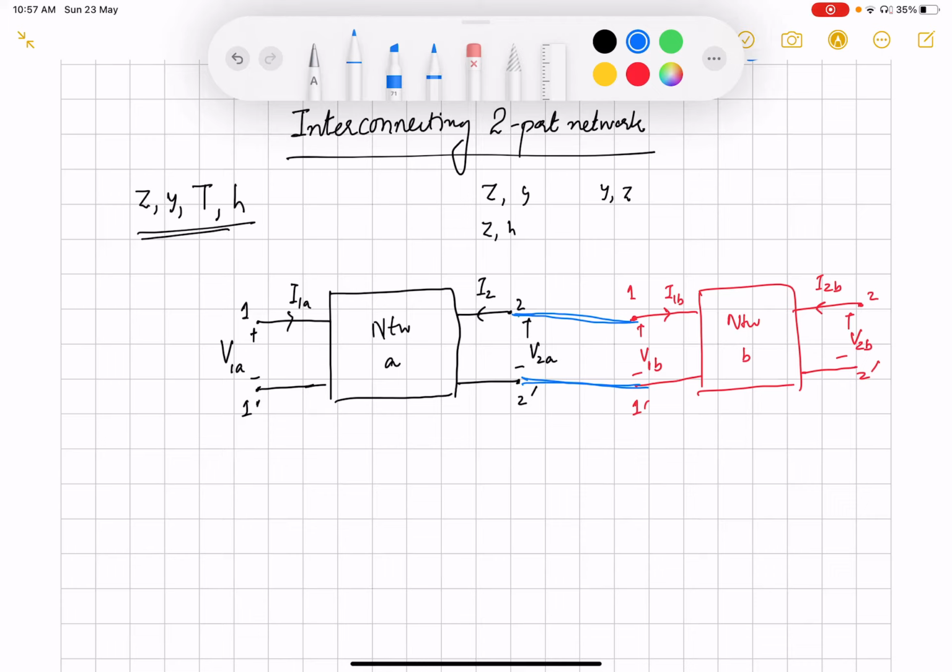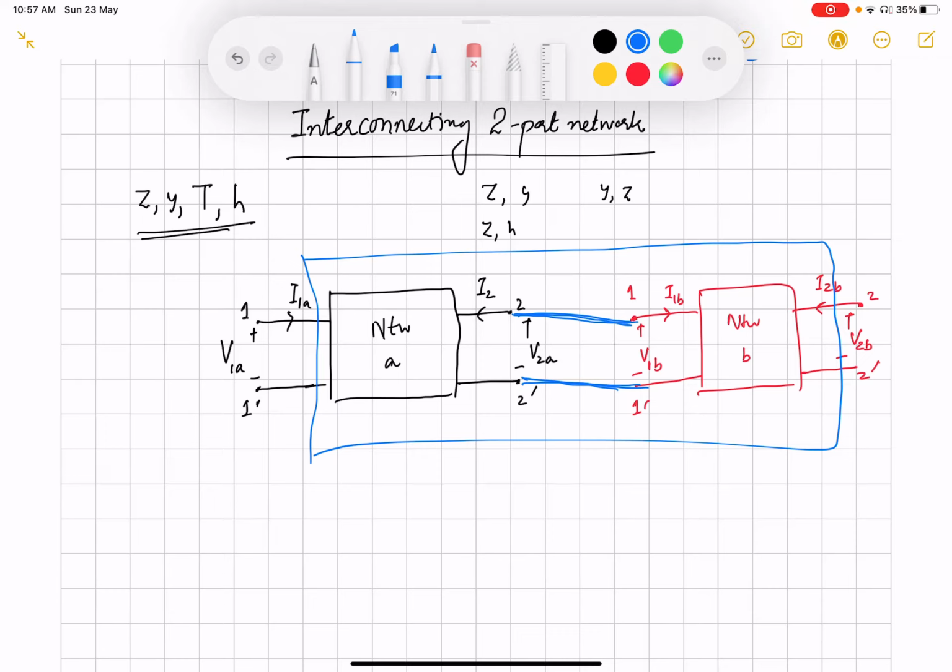What is now the resultant network? The resultant network that you see is again a two-port network, because you now have on the input side V1A and on the output side V2B. But what is the equivalent representation of this connection? So this kind of connection is called a tandem connection. Tandem connection. And let us examine it in more detail. Before we do that, we write down our equations.